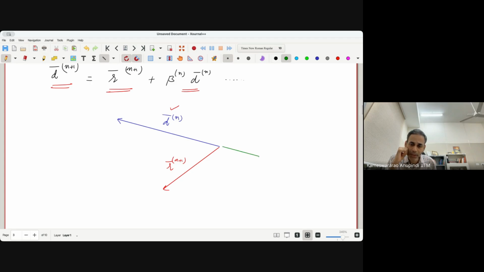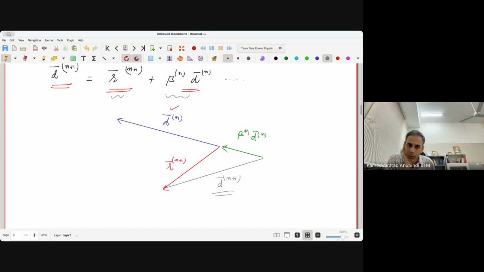Okay, so essentially I'm multiplying dn with some beta n. So that is where I am. So this is going to be my beta n times d bar n. I'm subtracting off any component that is there in this direction, and then I end up with a vector, right? Essentially that is my R bar n plus 1 plus beta n d bar n. So that is basically my d bar n plus 1. Okay, so that is my d n plus 1 direction.